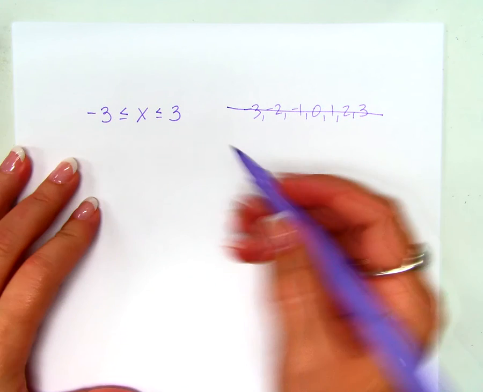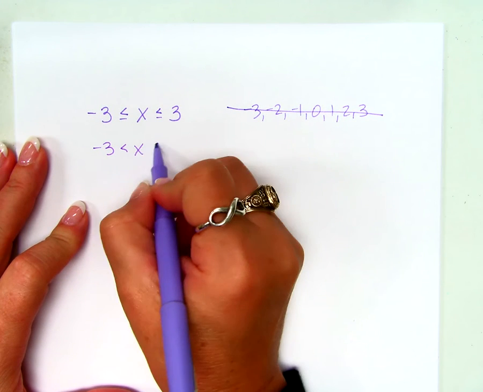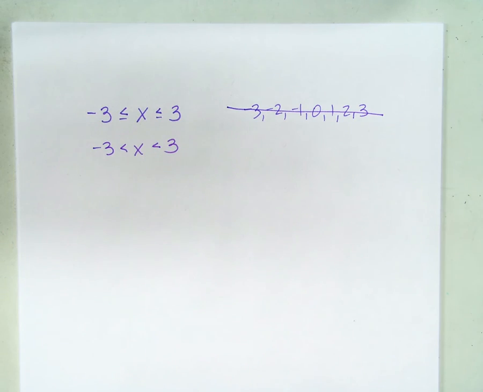What about this? -3 is less than x is less than 3. How could I say that in English?